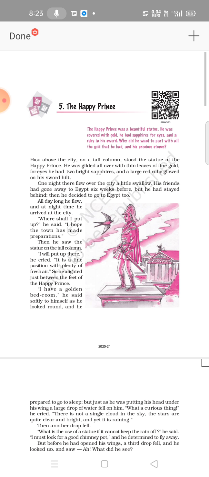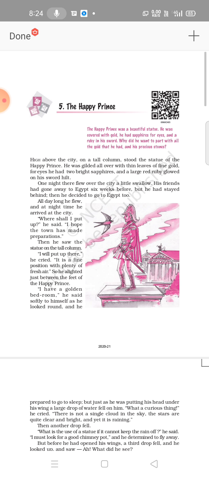The happy prince asked the swallow to pick up the ruby from his sword hilt. He should give that to the woman. This was the request of the statue of the happy prince to the swallow. Take the ruby from his sword's hilt and give it to the woman.